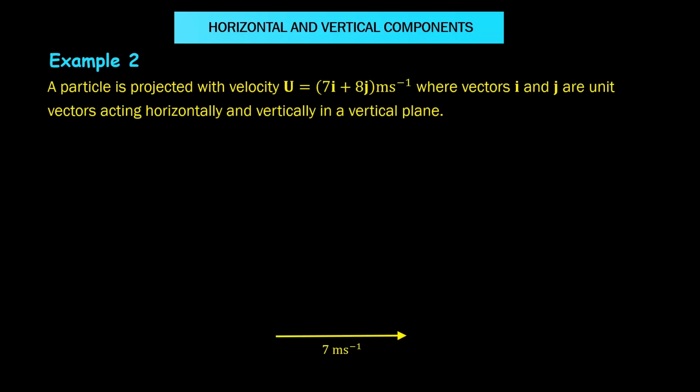So let's draw a diagram first. We have that the initial velocity is 7i plus 8j. So we can draw this as 7 meters per second in the x direction, as shown here, and 8 meters per second in the y direction, as shown here. And the resultant velocity is as shown, u.